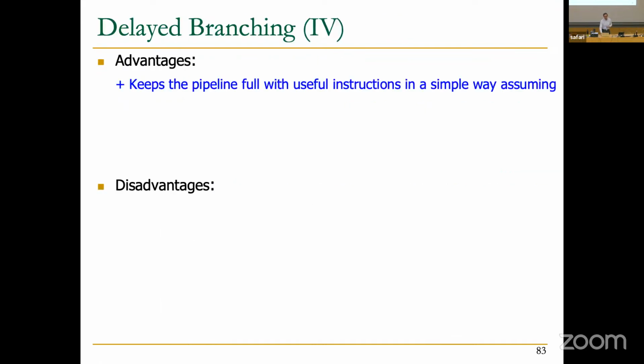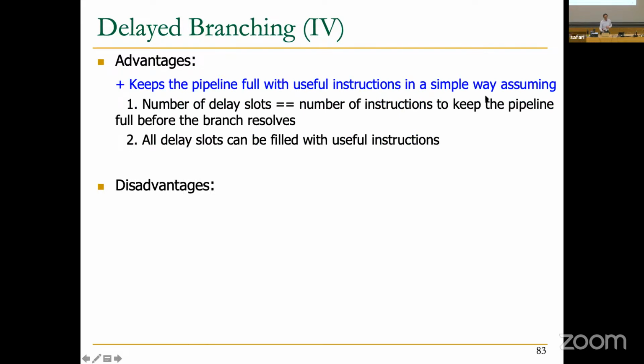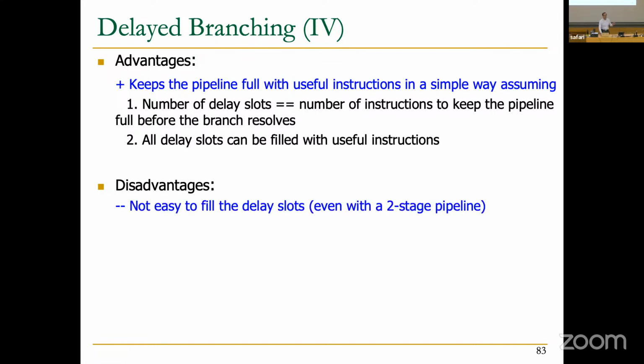So basically, delayed branching can keep the pipeline full with useful instructions in a simple way, assuming that the number of delay slots is equal to the number of instructions needed to keep the pipeline full before the branch resolves, and all delay slots can be filled with useful instructions. Both are very difficult to do. So it's not easy to fill the delay slots, even with a 2-stage pipeline. Now imagine a 20-stage pipeline today.